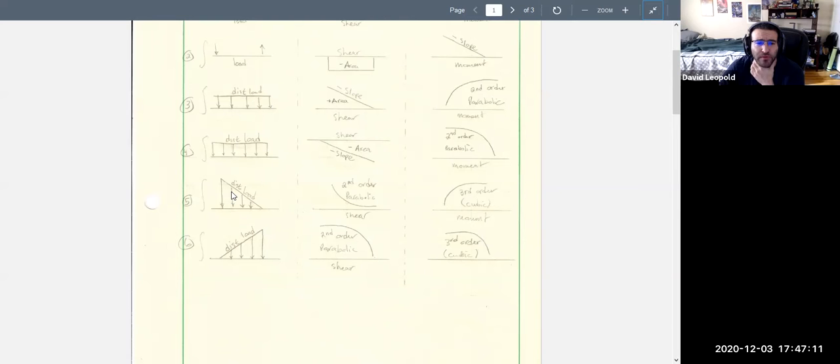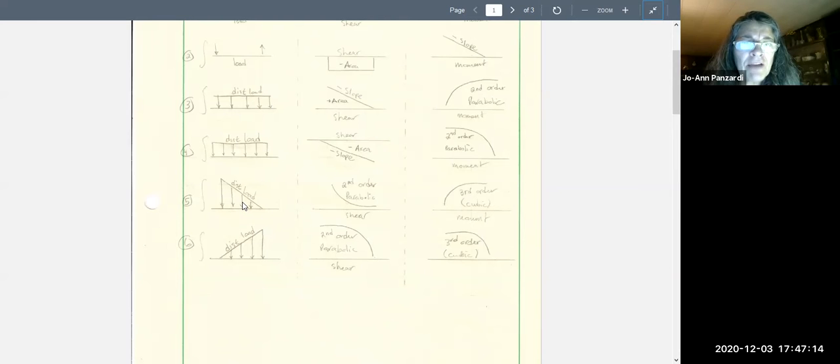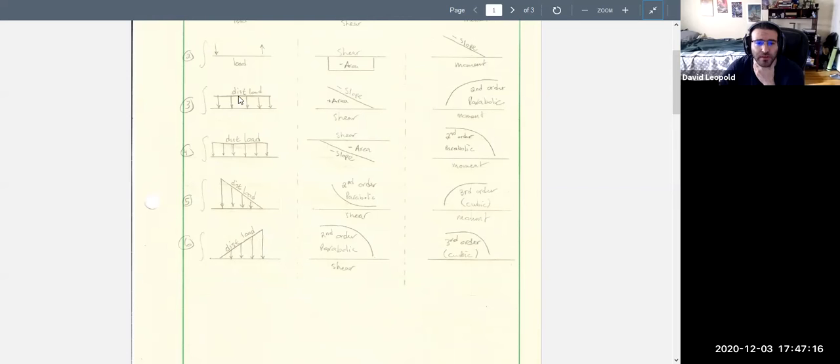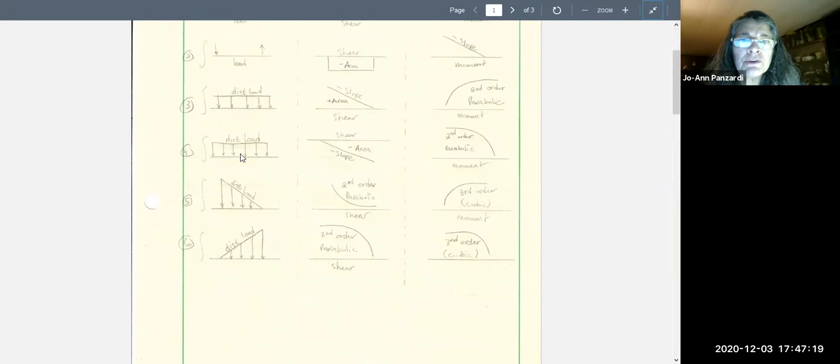What's the difference between 3 and 4? Numbers 3 and 4 on that list look the same to me. They both have a distributed load going down. In the shear diagram, they are both a negative slope, but in one it turned out to have a positive area because we must have had a large load in the shear diagram going up already, so that when you go down, you're getting a positive area. Here, you have a negative area. So if you have a positive area, the slope goes up. If you have a negative area, the slope goes down.